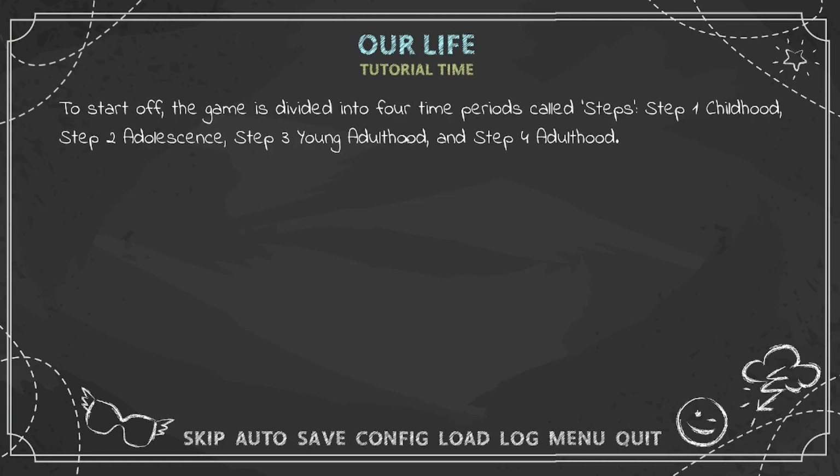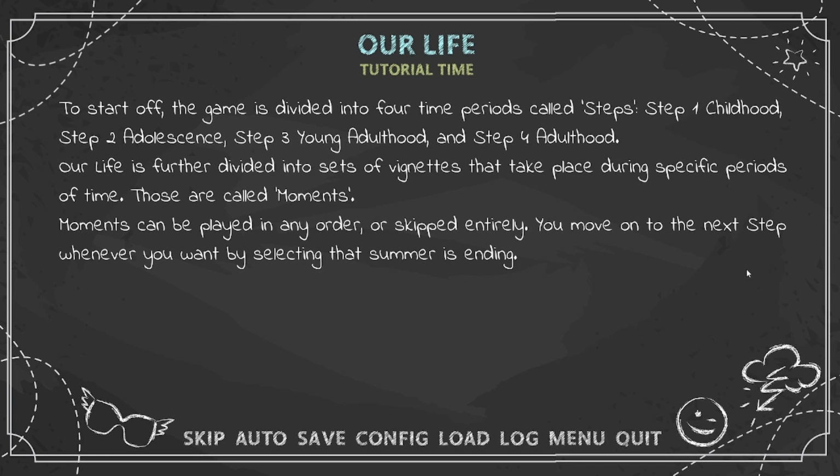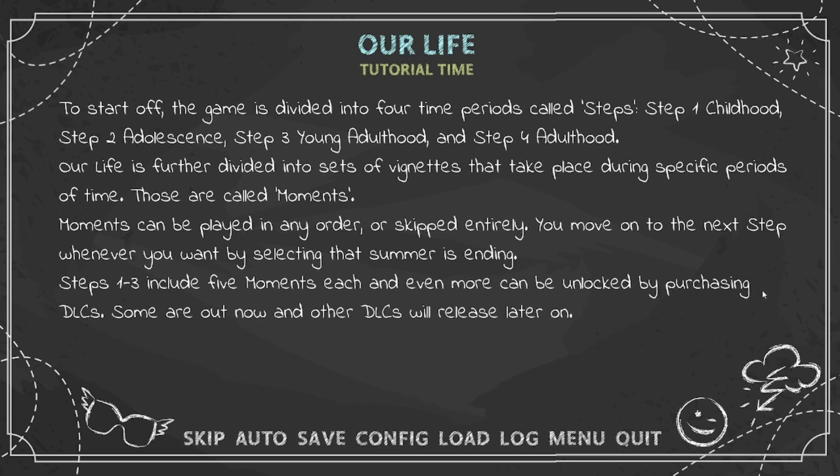To start off, the game is divided into 4 time periods called steps. Step 1, childhood, adolescence, young adulthood, and adulthood. Our Life is further divided into sets of vignettes that take place during specific periods of time. These are called moments. Moments can be played in any order or skipped entirely. You move on to the next step whenever you want by selecting that summer is ending. Steps 1 to 3 include 5 moments each, and even more can be unlocked by purchasing DLCs. Some are out now, and other DLCs will be released later on. Step 4 is an epilogue and doesn't include moments.